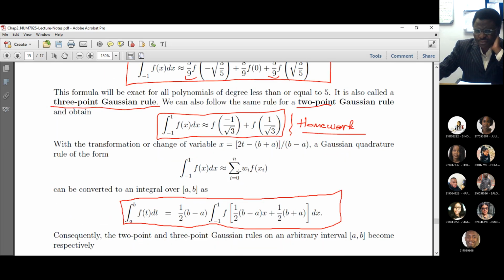Tutorial. Have I released it? Yeah, I think I released tutorial 2. If you look at tutorial 2, surely I didn't give the list of all of them. But if you take any numerical methods textbook, look for the Gaussian quadrature rule. You will see there's a list of all the roots, because those roots are obtained from here.